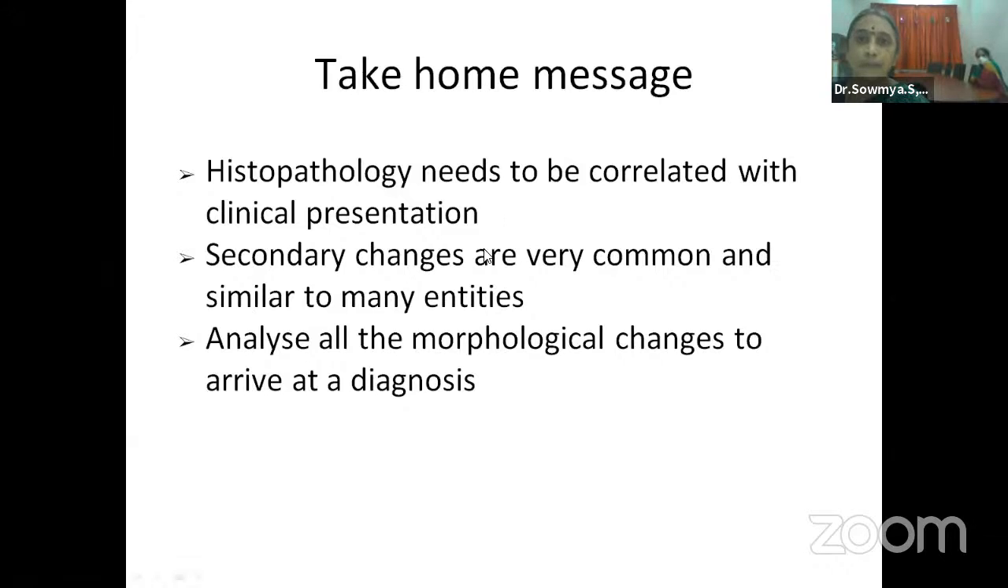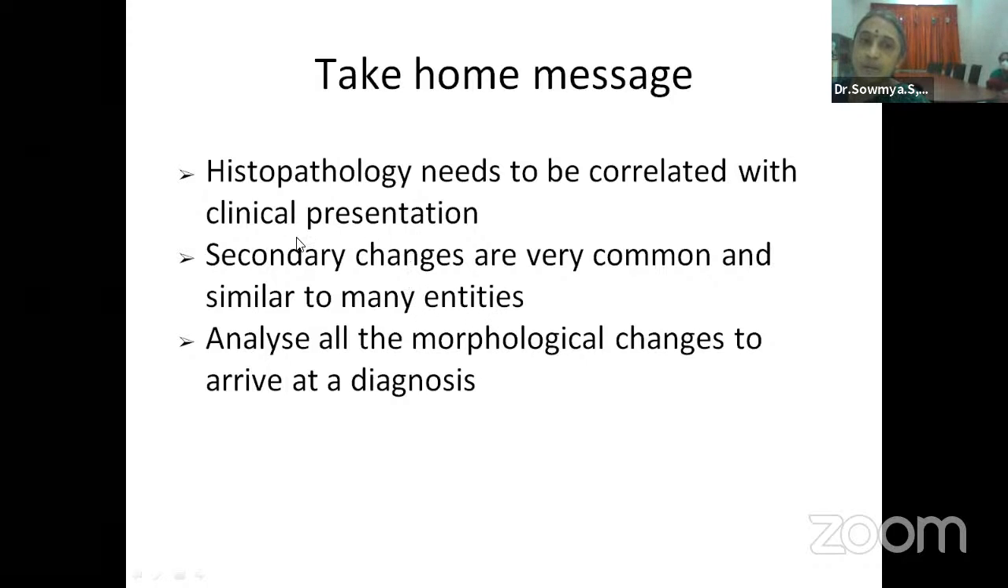So what are the take-home messages from here? Histopathology needs to be correlated with clinical presentation. This may sound like a cliche, but actually this is the truth. We cannot simply see a biopsy and diagnose something only based on the biopsy findings. We have to correlate clinically, and we have to see that secondary changes are very common. Already you have seen chondroid metaplasia, lipomatosis, so many things are happening. Amyloid, all these can either be primary or secondary. So these secondary changes are very common and they can mimic many entities.